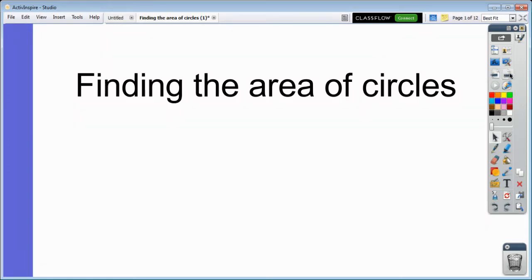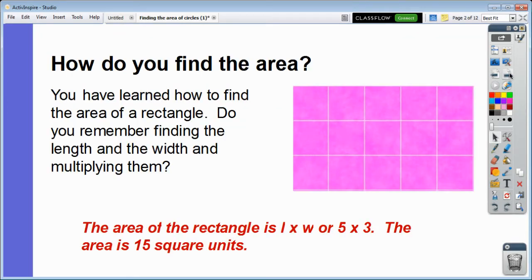Finding the area of circles. How do you find the area of a circle?